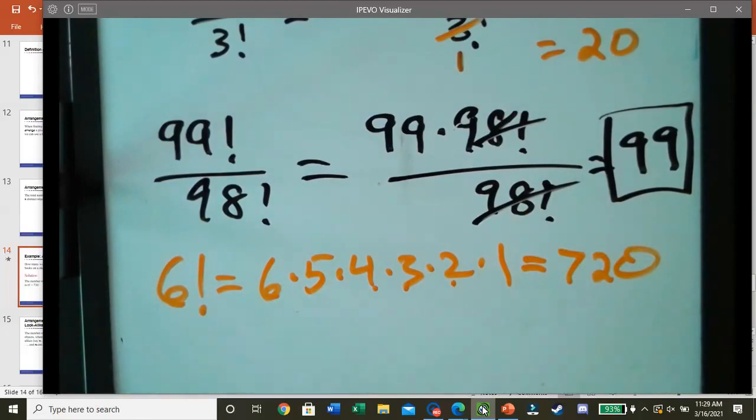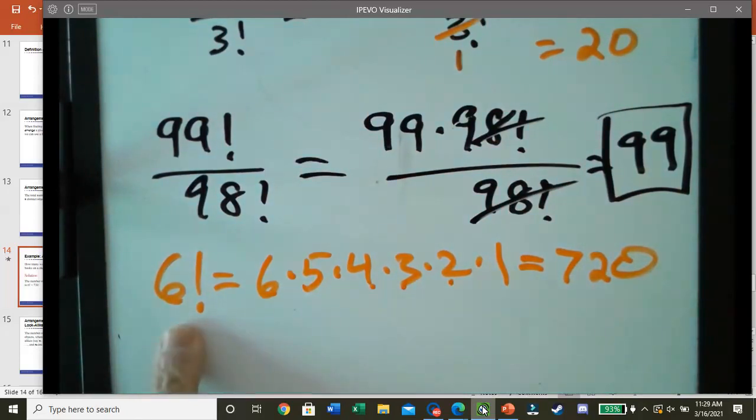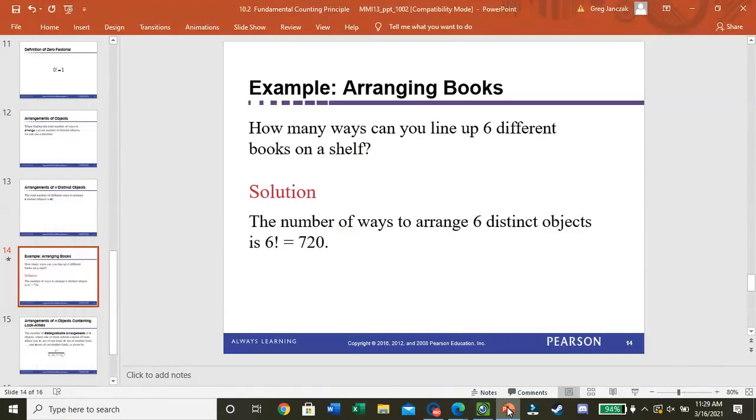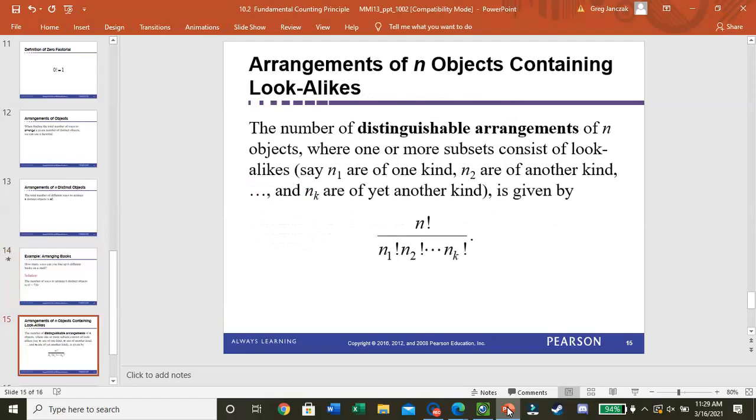And 120 times 3 is 360, and then 720. Okay? So 6 factorial is the same thing as 720. All right? Questions there? So what does that tell you as far as books go? How many different ways can we arrange the books on a shelf with 6 books? Yeah, 720 different ways.